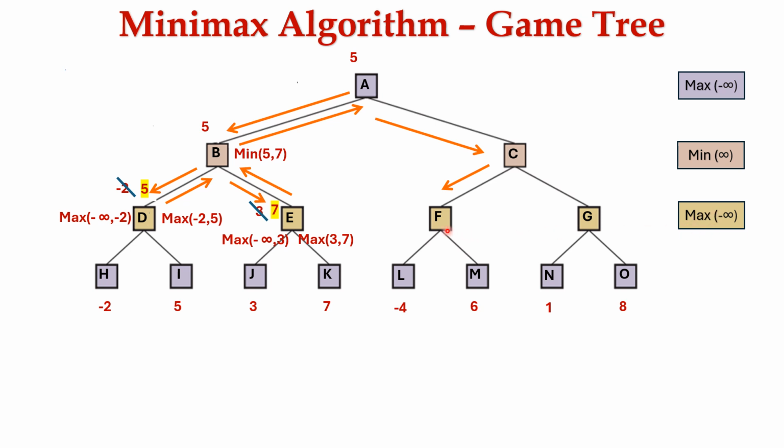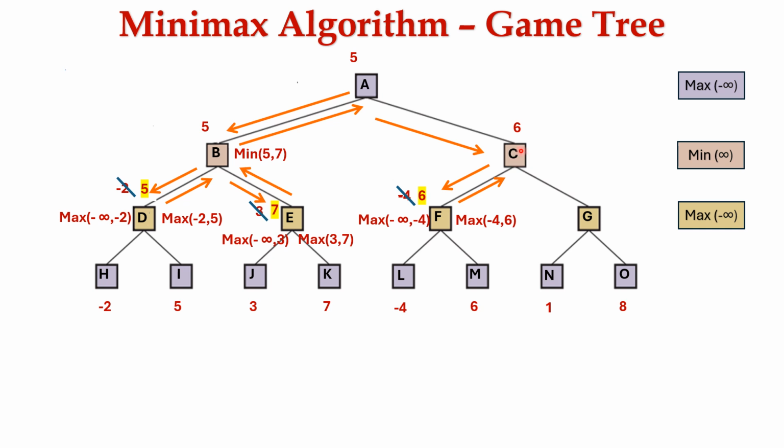The algorithm first compares node L value -4 with the initial value minus infinity and updates the node F value as -4 since -4 is maximum. Next, it compares node M value, that is 6, with the current F value -4. Since 6 is larger, node F value is updated as 6 as its final value. Then this value is propagated upward to the parent node C for further evaluation in min-max process.